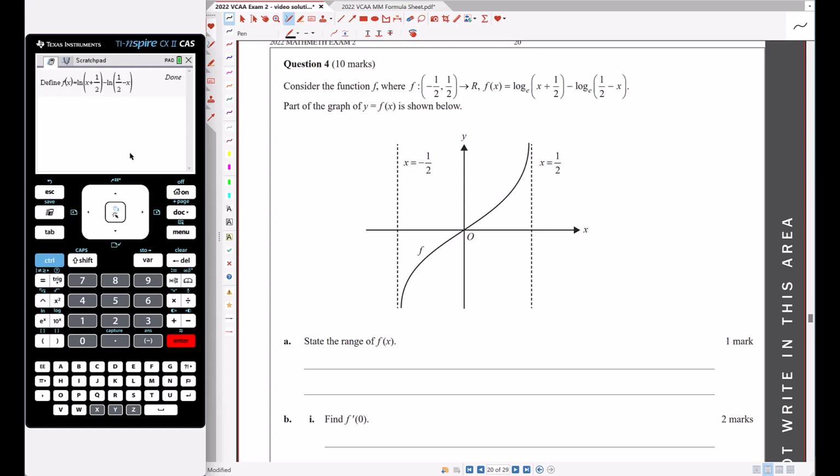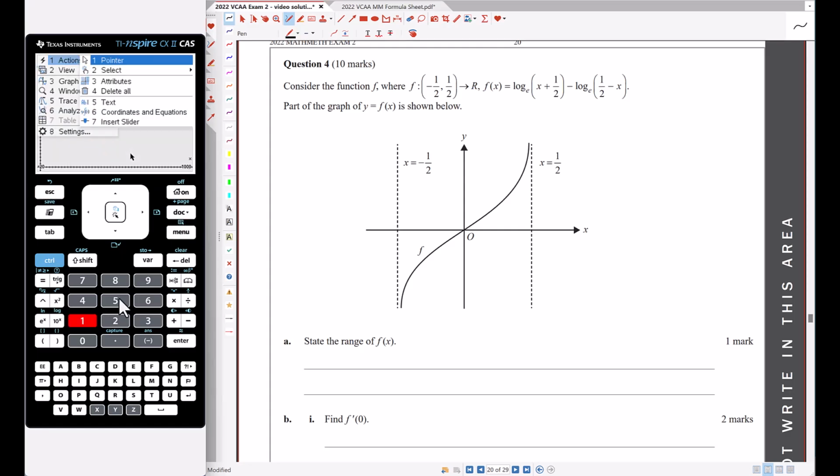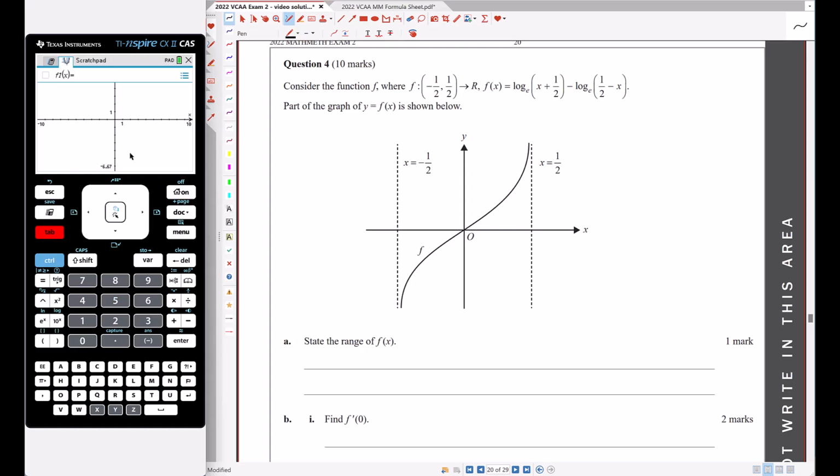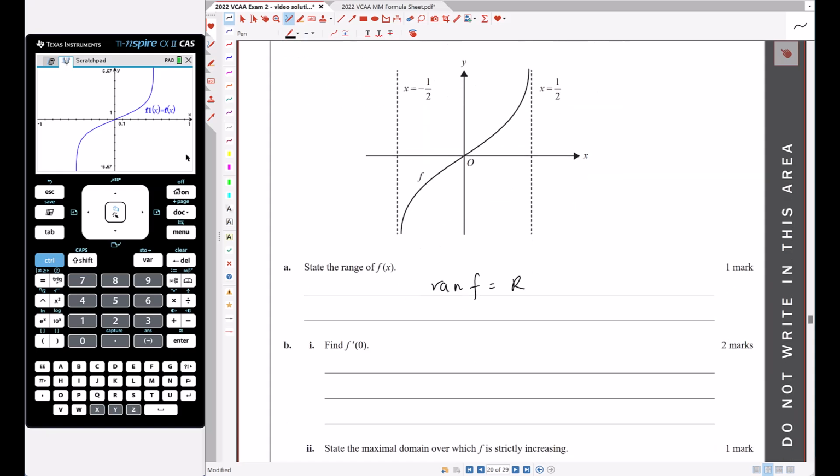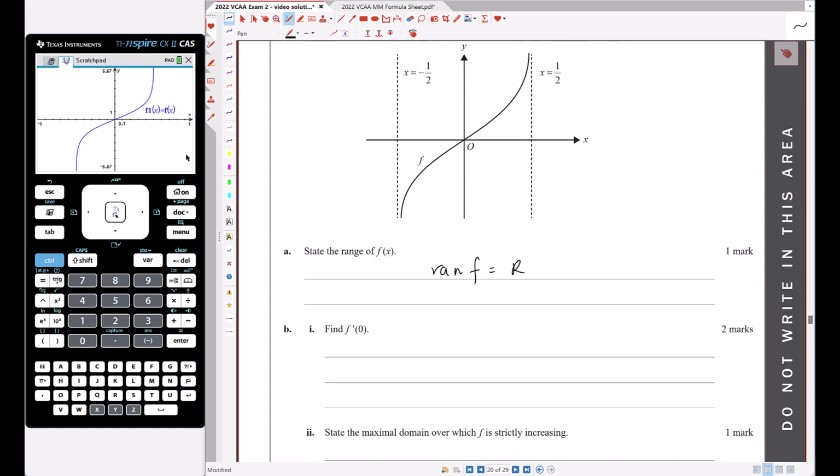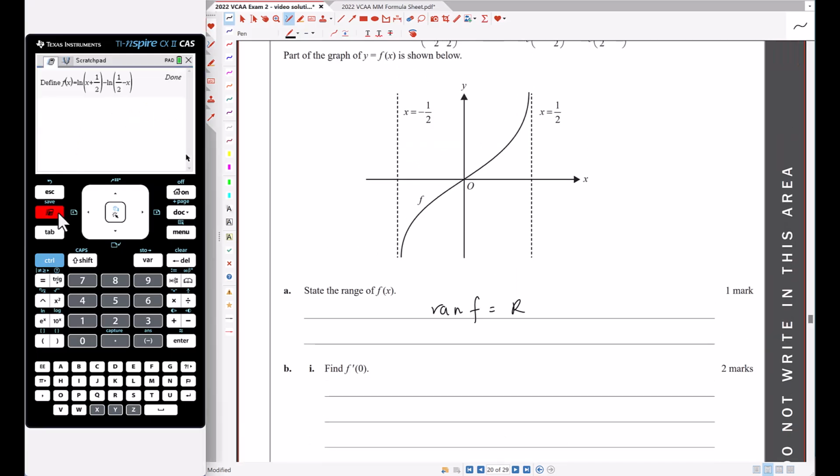Okay, well, just looking at the graph, it looks like the range is going to be R. Certainly appears as if it goes on and on and on forever, just asymptoting to those lines. So our range of f is going to be R. Find f dash at 0, so we want the gradient at 0. So let's do that. So let's do f dash of x.